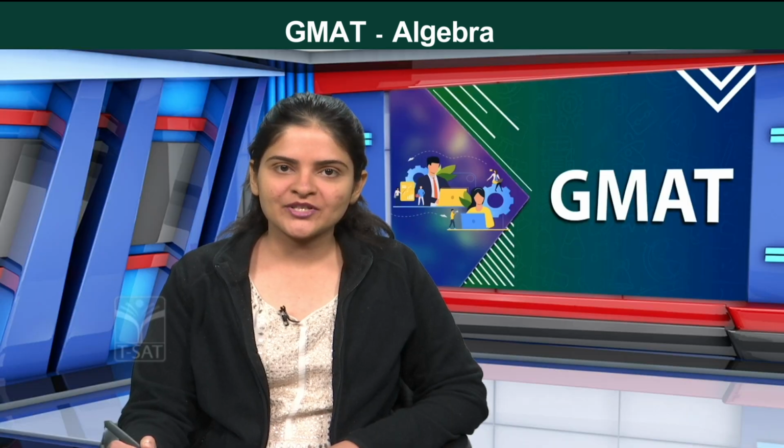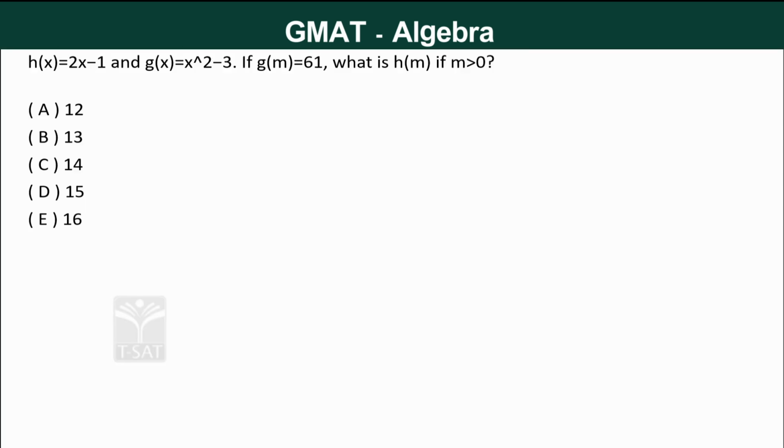Let us look at the next question. H of x is equals to 2x minus 1 and g of x is equal to x square minus 3. If g of m is 61, what is h of m if m is greater than 0? So, when you look at this question, it is saying that g of m is 61. What is g of m? G of m is nothing but m square minus 3. Yes, and it is given as 61.